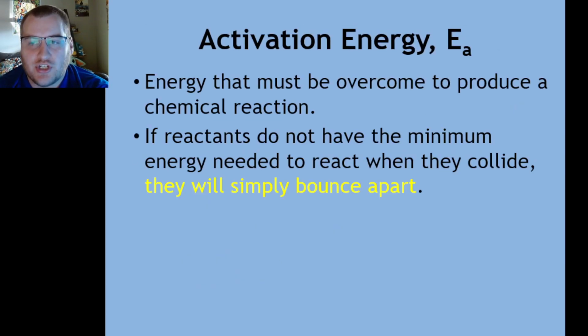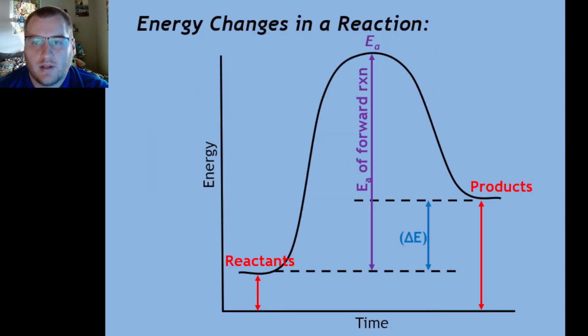First, activation energy. It's the energy that must be overcome to produce a chemical reaction. If reactants do not have the minimum energy needed to react when they collide, they will simply bounce apart. No reaction will occur. Here's an example of an energy graph. This is for an endothermic reaction. Energy changes in a reaction.